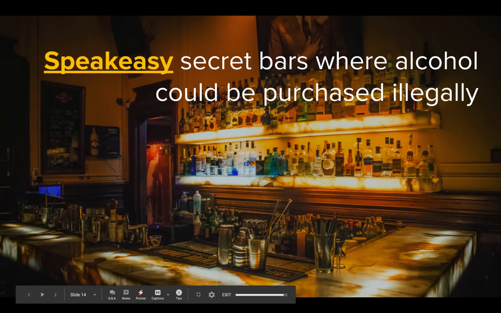None is more evident than the emergence of speakeasies. A speakeasy is a secret bar where you could go and illegally purchase alcohol. Sometimes speakeasies were hidden behind secret doors within other establishments. If you were here earlier, we talked about how you might need a club card or ticket to get in. Others operated in pretty much plain sight. But if you knew where it was, you could find alcohol to purchase in a speakeasy.